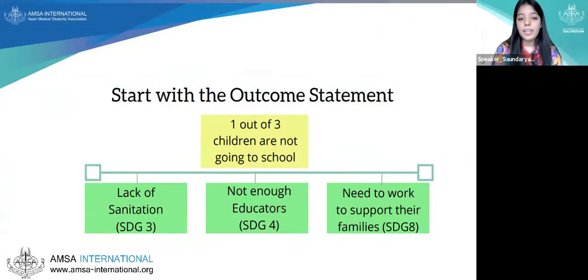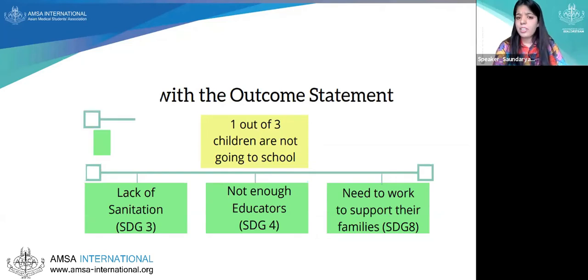So, a short example. This is my problem statement: 1 out of 3 children in this area I'm studying are not going to school. Why are they not going to school? I ask myself this question, and I ask them the question. Maybe I conduct a survey and I come across these three causes: lack of sanitation, not enough educators, and the need to support their family, so they're working, and there are not enough schools in that area.